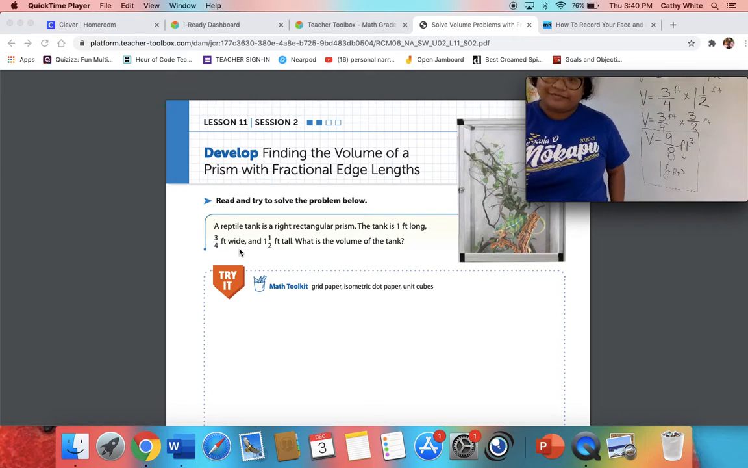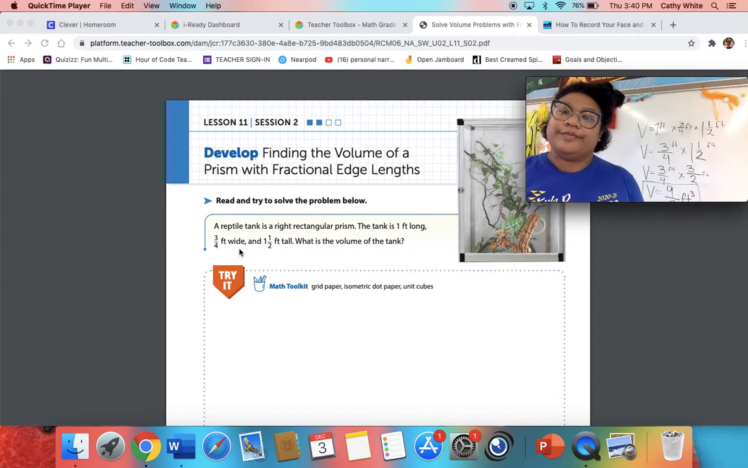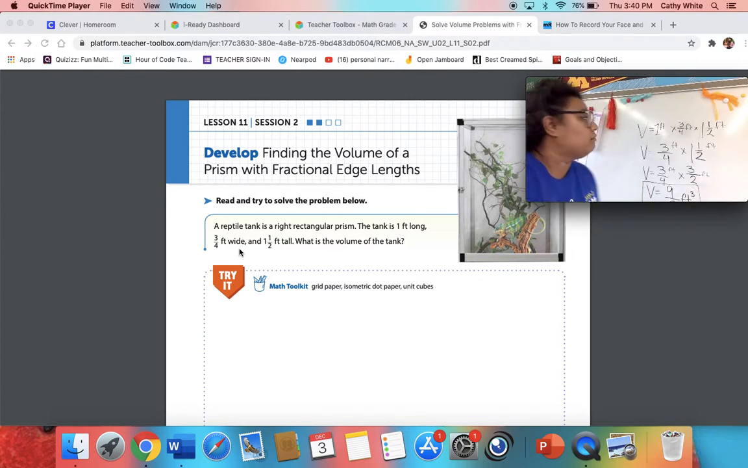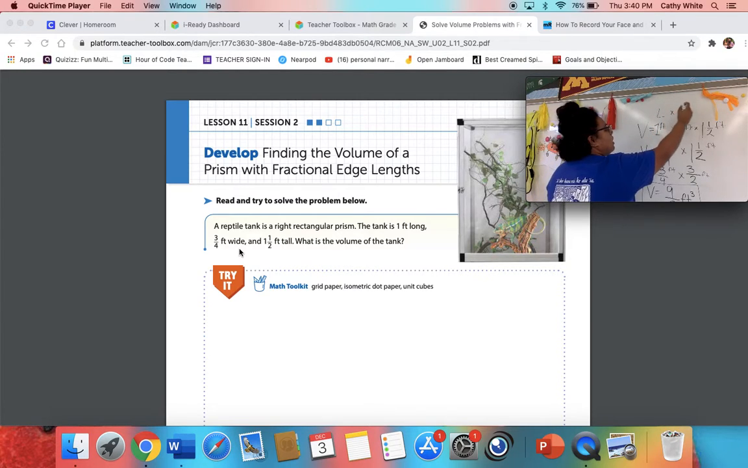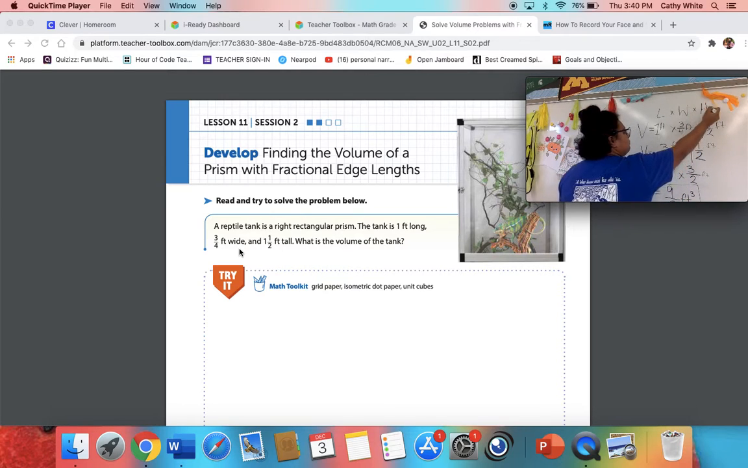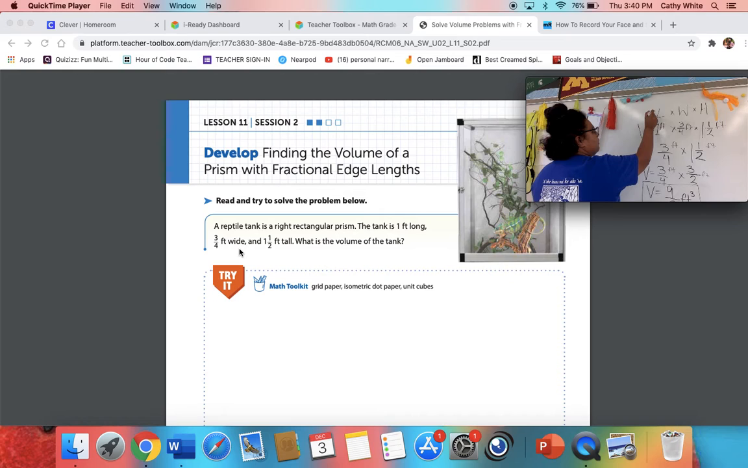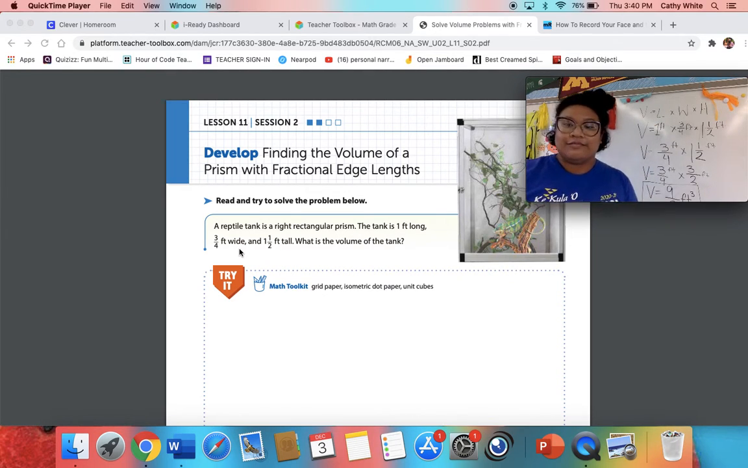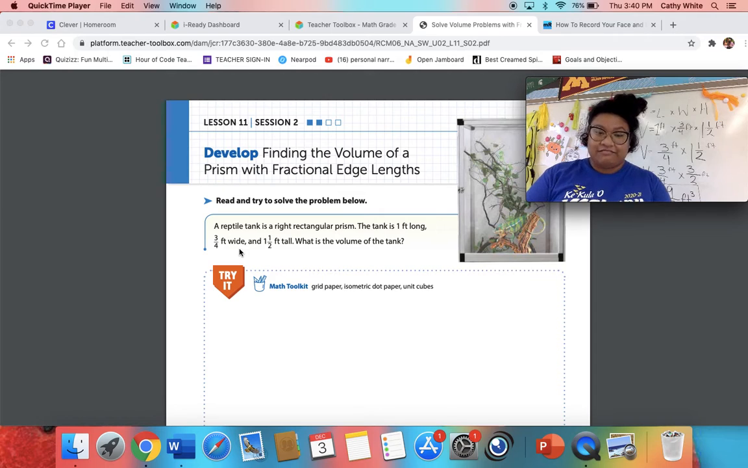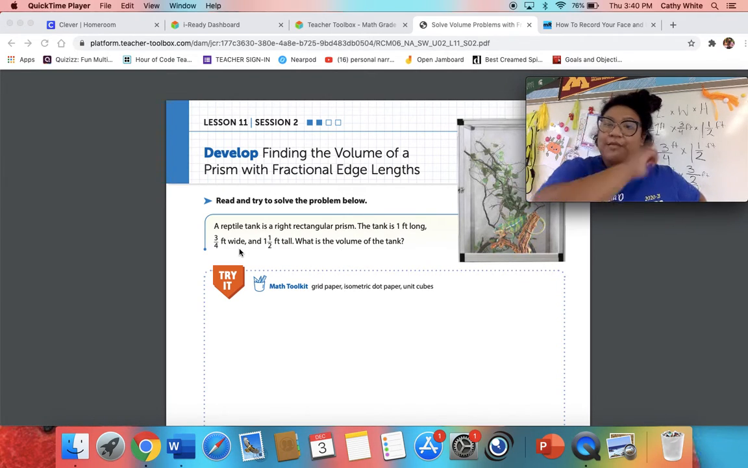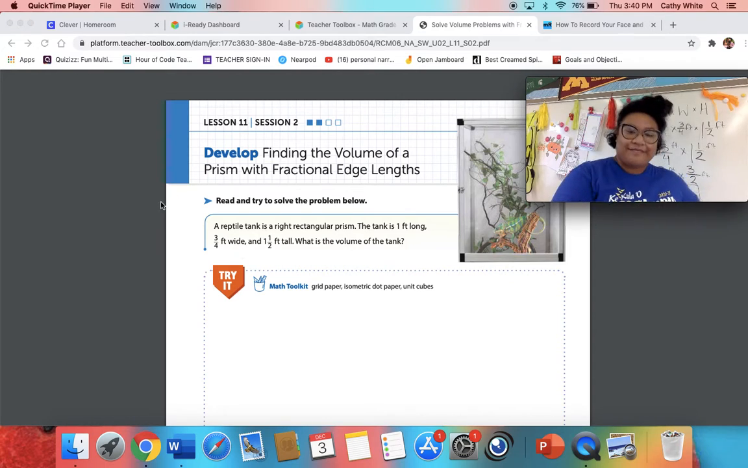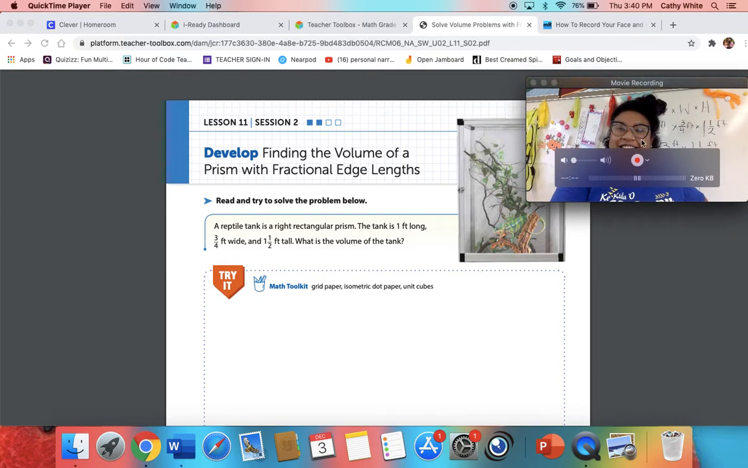And this is the answer to your problem. So, let's review. When we read the problem, we were looking for 3 things. We were looking for our length, our width, and our height. That equals our volume. And essentially that's it. That's how you multiply to find your volume. So, good luck. I know y'all can do it.